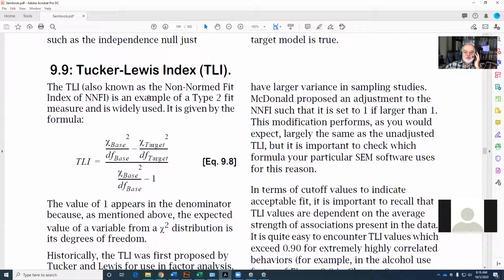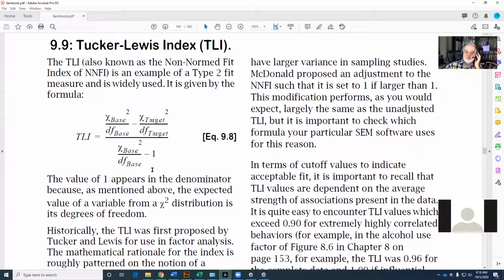The TLI has the following form. I'm going to take the chi-square for the base model and divide it by its degrees of freedom. So notice what's going on here is that idea of taking a chi-square and dividing it by its degrees of freedom that I talked about at the beginning when we introduced the chi-square. And we're going to subtract from that the chi-square for the target model divided by its degrees of freedom. And that's all divided by the chi-square for the base model divided by its degrees of freedom, minus 1. And it's a type 2 fit measure.